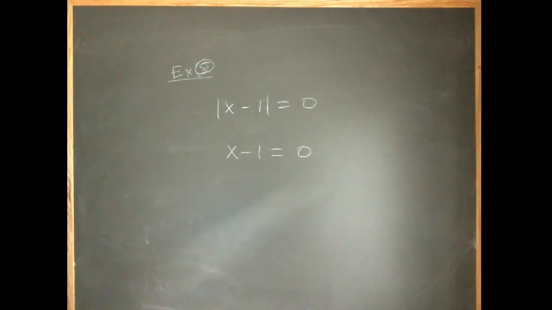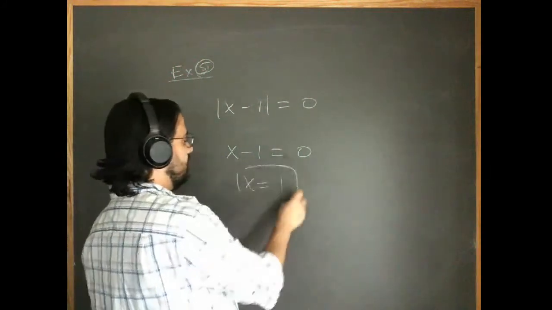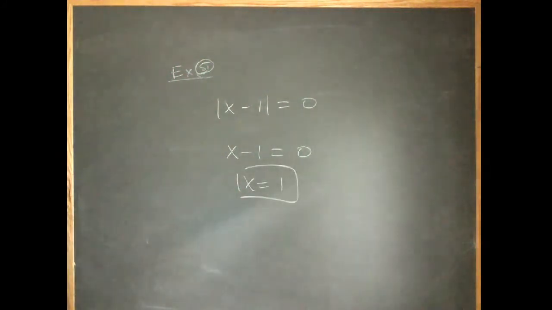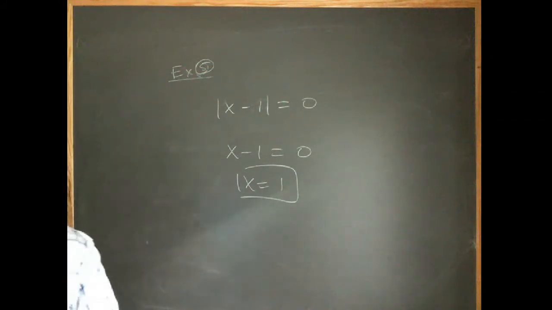So here, when it's equal to 0, you just get one solution. You add 1 to both sides. There it is, x is equal to 1. Okay? So that's just illustrating the possibilities that you can get, either one solution, no solution, or two solutions.